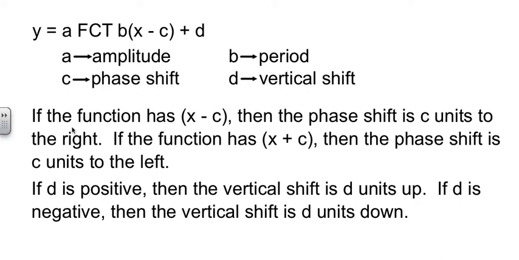The C value, if you see X minus C, what that's telling you is you have a phase shift C units to the right. If it's minus inside the parentheses, then it moves right. If it's plus inside the parentheses, then it moves left. And it goes the opposite direction to what you expect. When we're looking at the D value out here, things go the way we expect them to. If D is positive, then it shifts the graph upward. If D is negative, it shifts down.